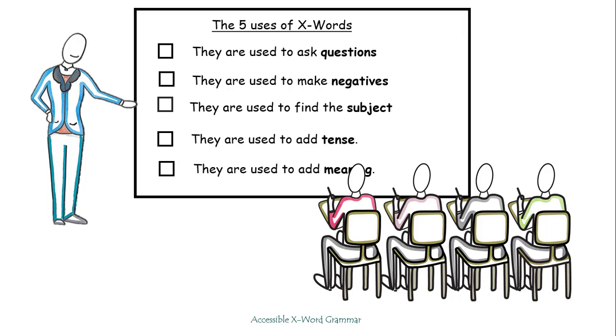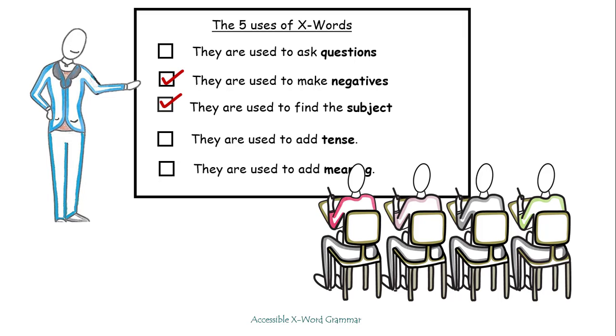We've learned how X words are used to find the subject and make negative sentences, and we've learned how they are used to ask questions that can be answered with a yes or a no. Now we will look at how questions are used to get information. What is an information question? It's a question that we ask to get specific kinds of information.